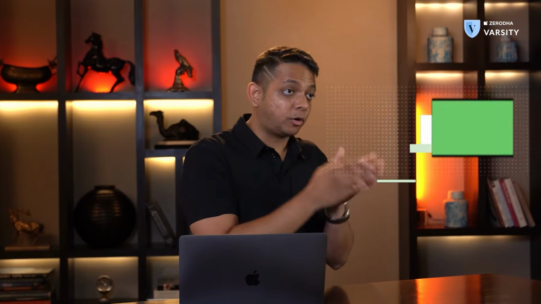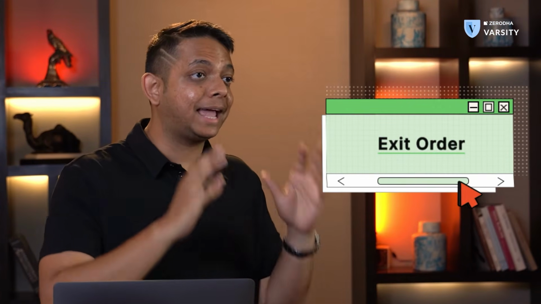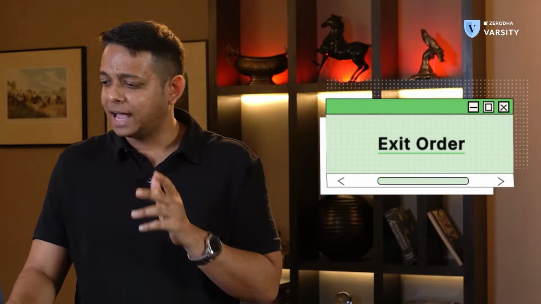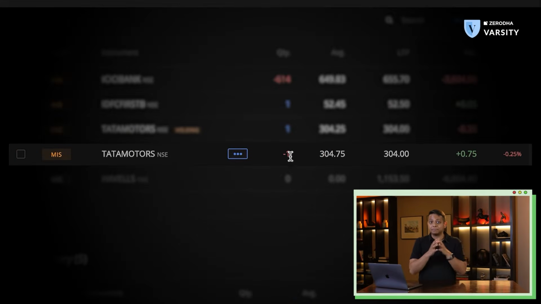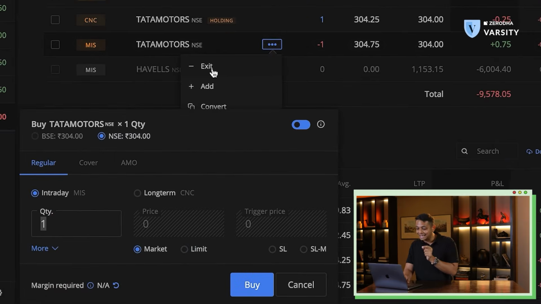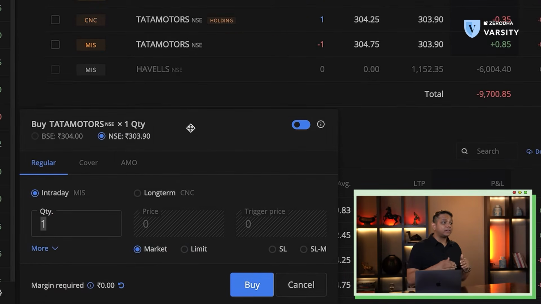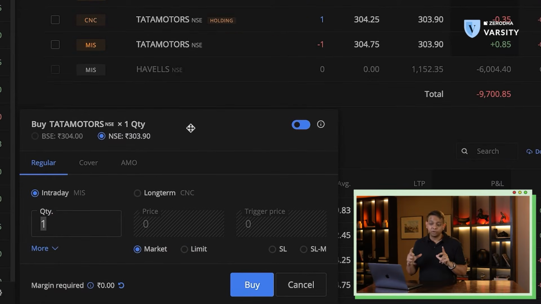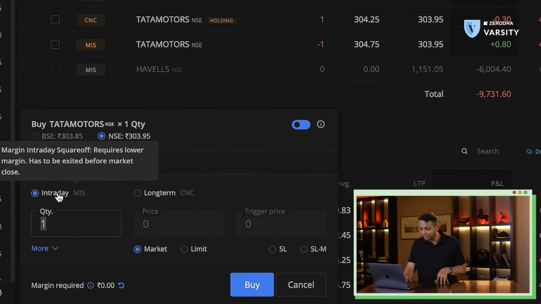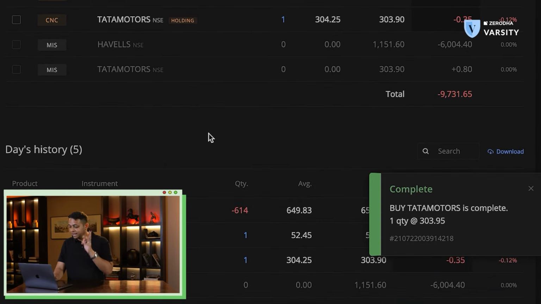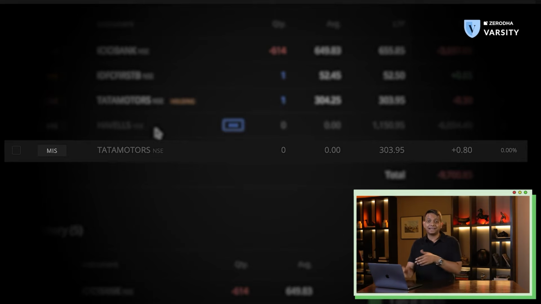So now that you've understood shorting, let's understand how to exit an existing intraday order. As you already have seen, we are short on this stock right here, and you can see a minus quantity. To exit a stock, in the positions tab, all I need to do is click on the options button and click exit. When I click exit, since I'm already short on the order, a buy window will appear and it's intraday obviously. I'll hit buy. And as you can see, the stock that had a -1 quantity is now 0 quantity and I can see a P&L of 80 paisa.